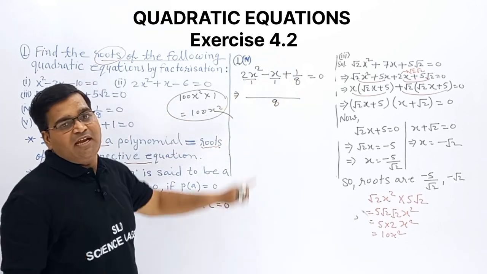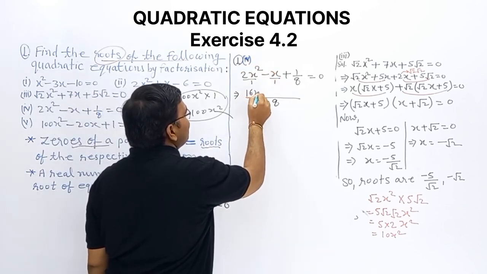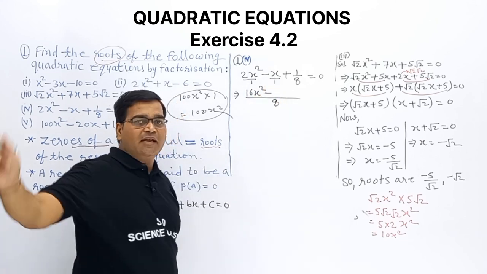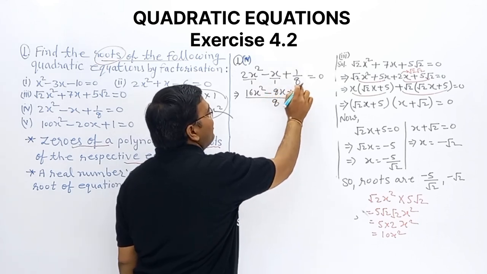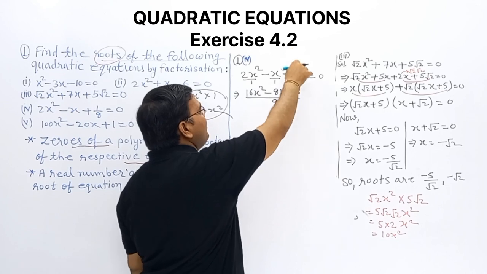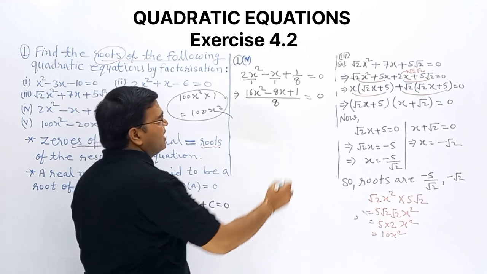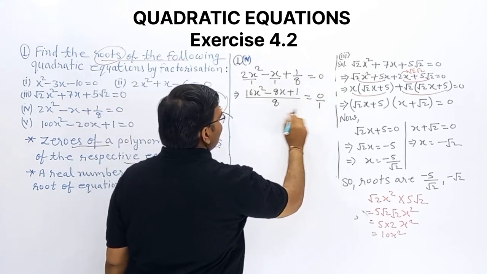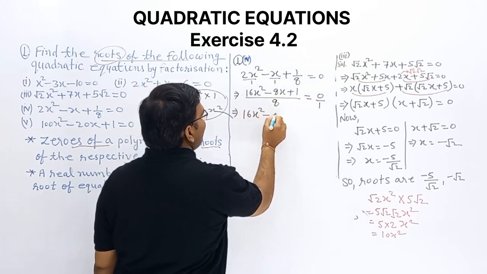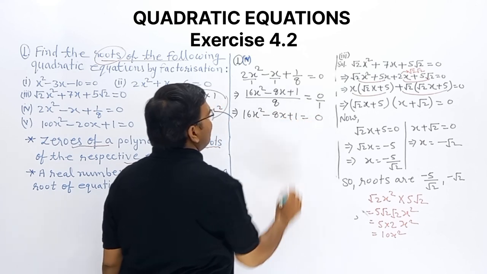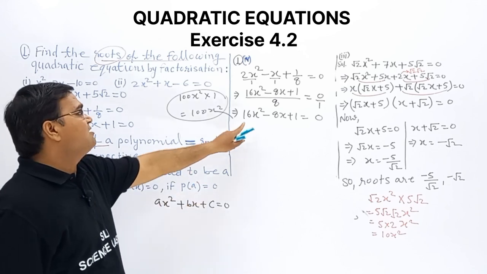Now 8 divided by 8, 1 time it goes; multiply it with the numerator, 16x square. Minus, 8 divided by 1, 8 times it goes; the answer is multiplied by the numerator, 8x. Plus 8 divided by 8, 1; multiplied by numerator 1, equal to 0. Now do cross multiplication. What are we getting? 16x square minus 8x plus 1 equal to 0. Yes or no? This is the general form. Clear?